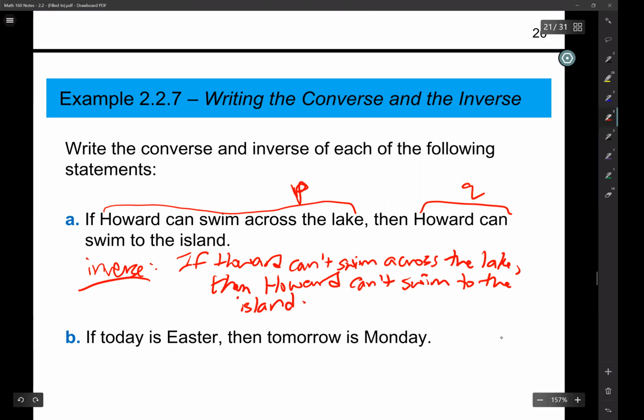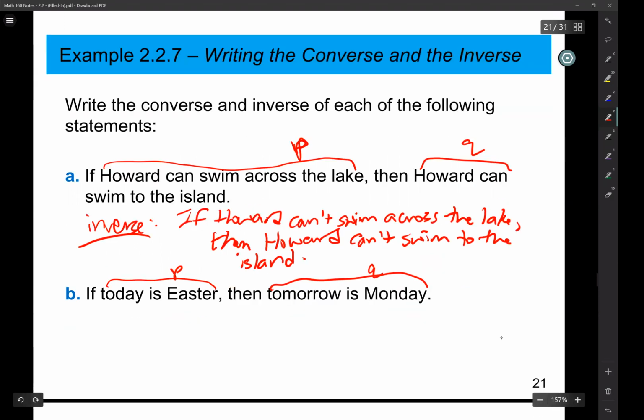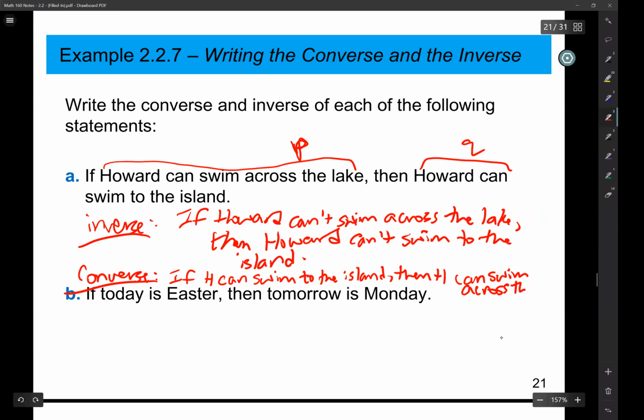Okay, and same deal here. This is P, this is Q. Oh, sorry, that was just the inverse. So what would the converse be? Well, I'm gonna run out of room here. The converse would be you do Q first. So if H can swim to the island, then H can swim across the lake. No negating here when you do converse.